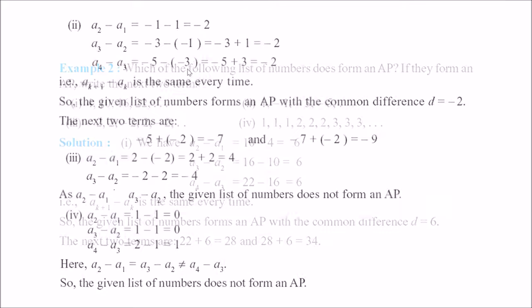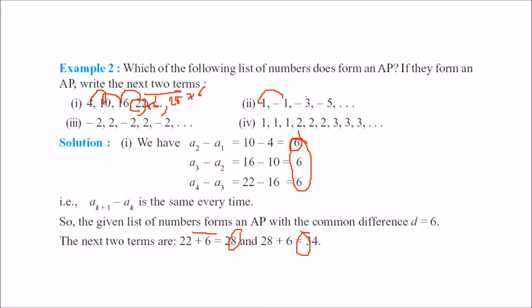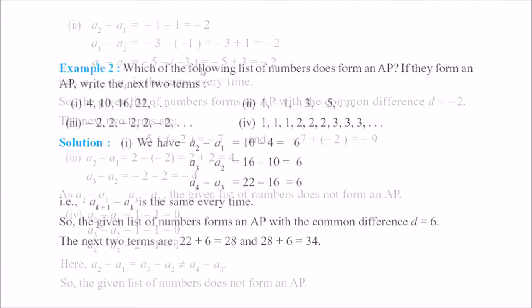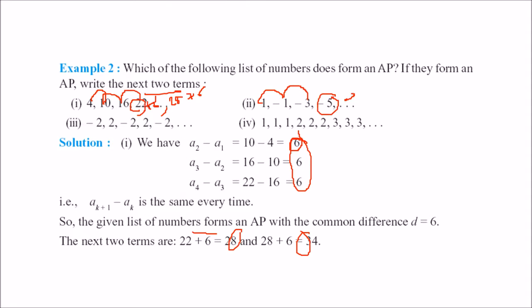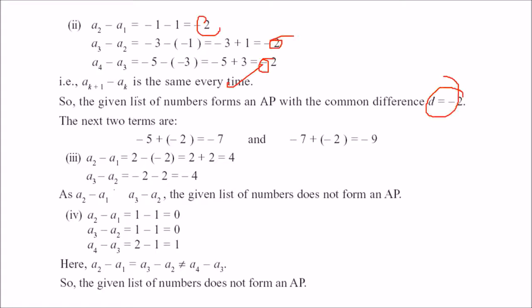Again in this one, minus 1 minus 1 minus 3, minus of minus 1, it will give you minus 2, minus 2, minus 2 always. So you have a common difference. So this list again is in AP, where the common difference is minus 2. Now the last term was what? Minus 5. You just have to add minus 2 to this number so that you get the next number. Again minus 7, add minus 2, you get the next number, that is minus 9.